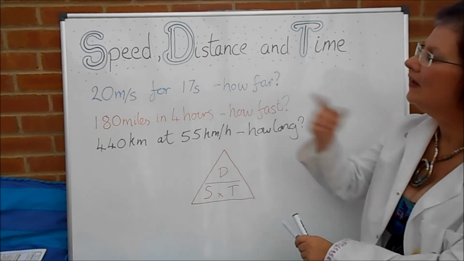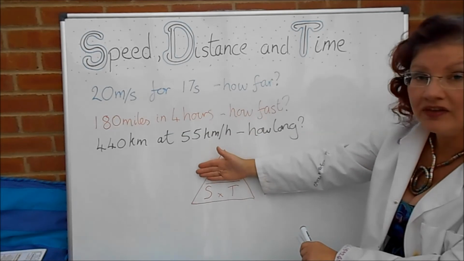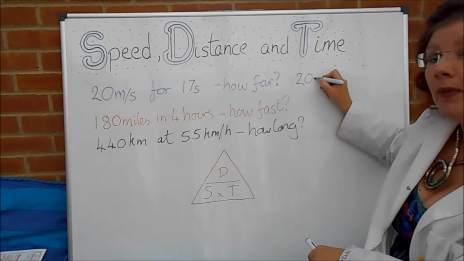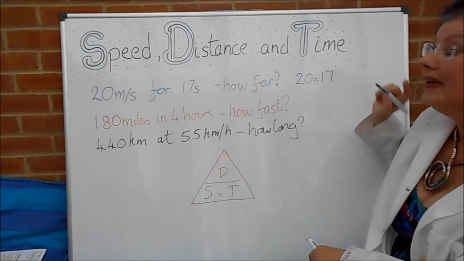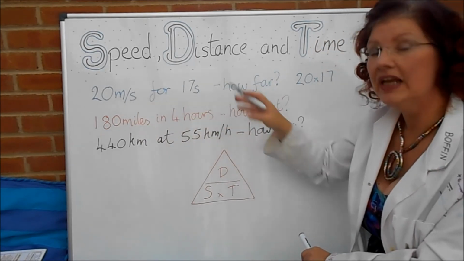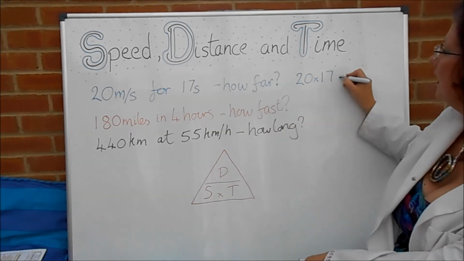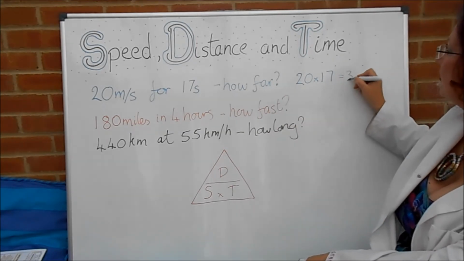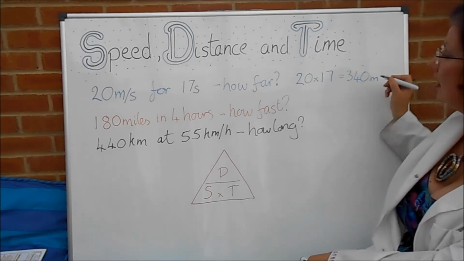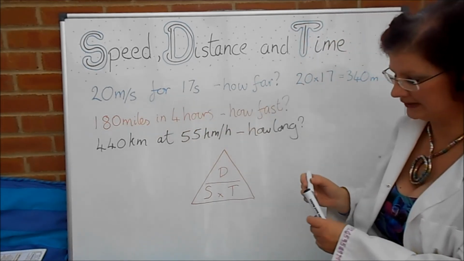Right, here we go. For the first one, we want to know how far. That's a distance. Distance is speed times time. So we take our speed and we multiply it by the time. Please note that the units all match. That's metres per second and the time is given in seconds. In the next video we'll do some where the units don't match. So 20 times 17, 2 times 17 is 34, so that's 340. And the units for that will be metres, because our speed was metres per second and we've done seconds there, so it comes out in metres.